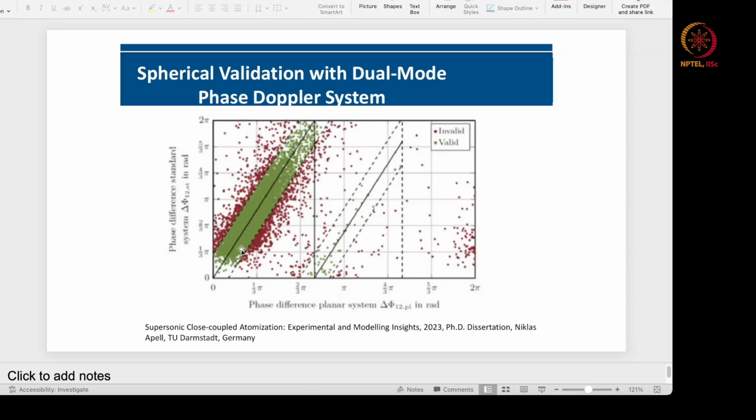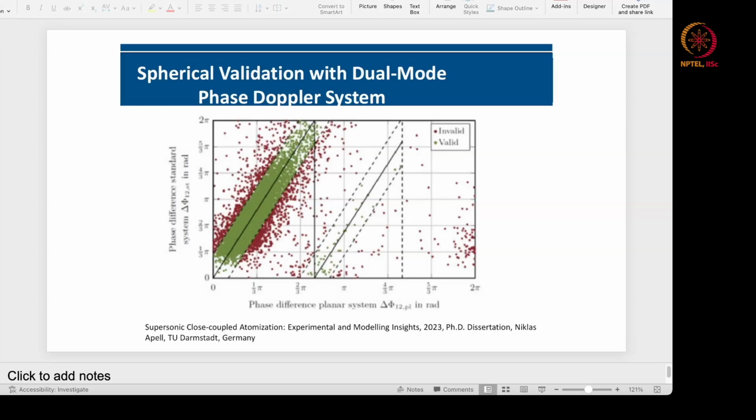So about 90% plus of measurements actually fall within this green band, and the red ones are the ones which are rejected because they fail the sphericity test. Though it looks like a lot, there are actually a lot more particles in that range. So most of the particles, or droplets in this case, are spherical. Only a few percent of them lie outside the threshold. So this is the spherical validation with dual mode phase Doppler measurement that we can see over here.